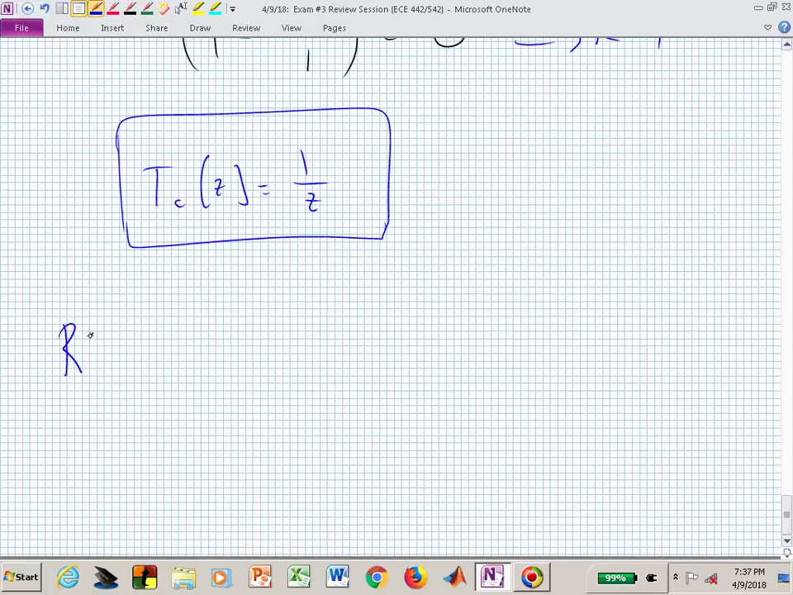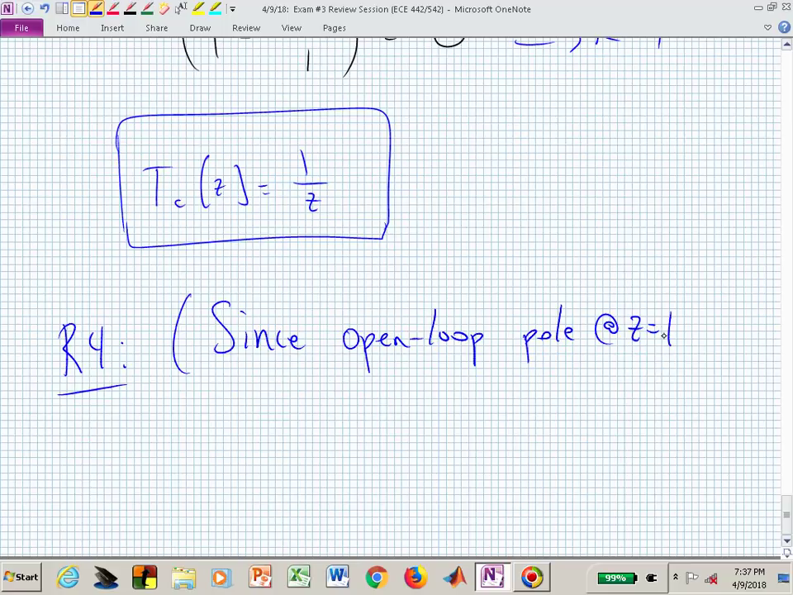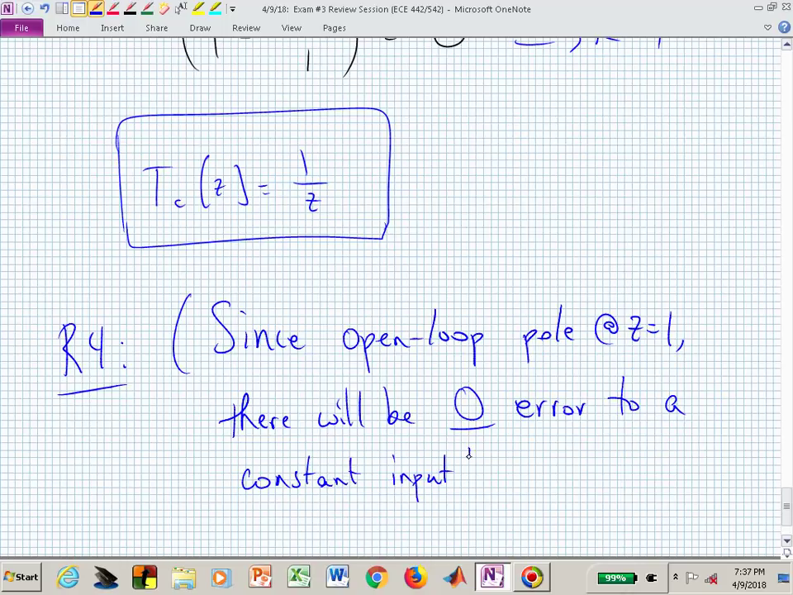So in fact, restriction 4, since we had an open loop pole at z equal 1, there will be 0 error due to a constant input, as long as we can keep the closed loop system stable.